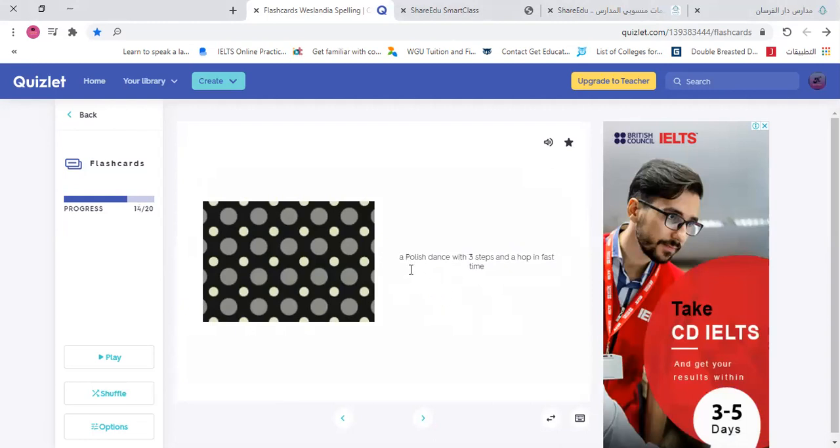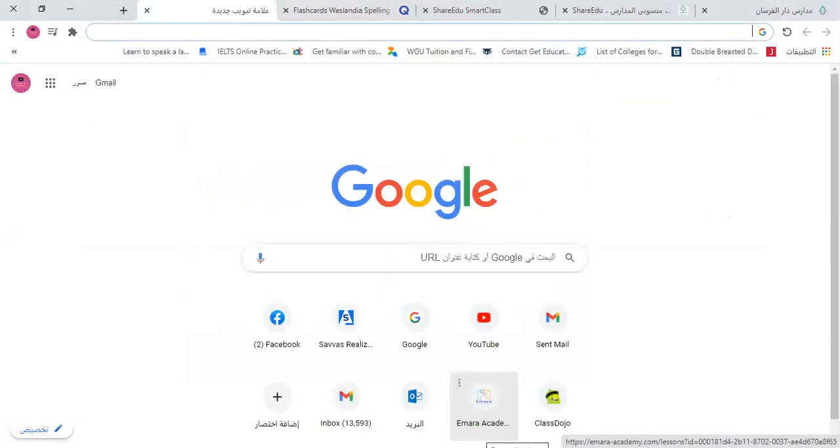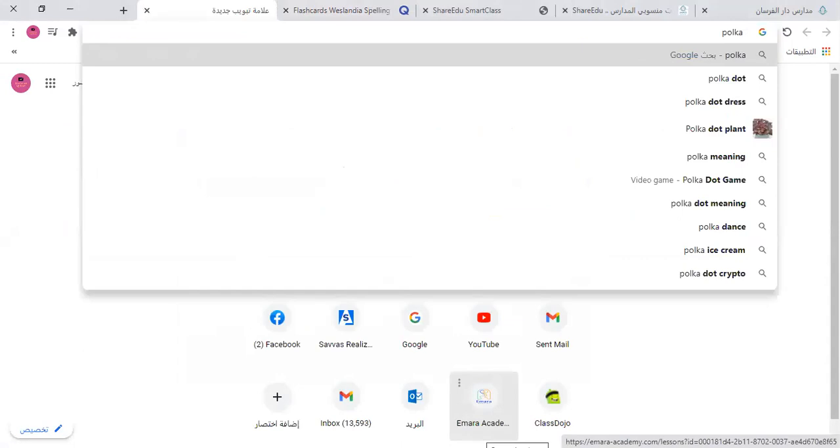Polka is a dance. Yes, polka is a Polish dance with 3 steps and a hop in fast time. So let me show it to you. It's a Polish dance.